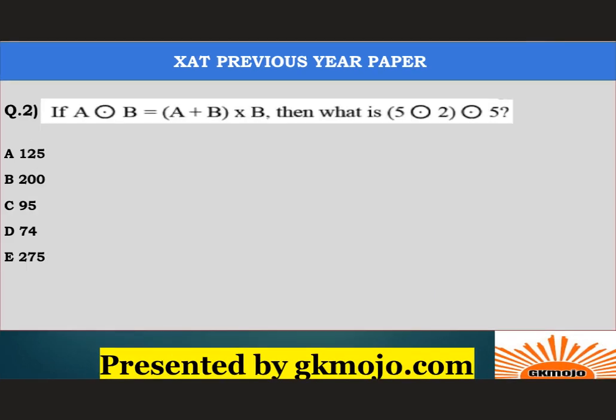This was a very easy question, one of the easiest questions of XAT over a lot of years, right? So the representation of this symbol is given and you have to solve this expression, right? So first we'll solve 5 circle 2, right? So you know it should be 5 plus 2, into 2, right? So this comes out to be 14. According to this, you know that A and B have to be added and then multiplied by B.